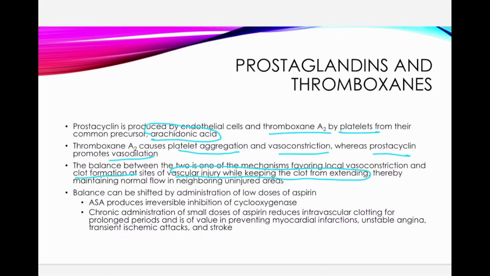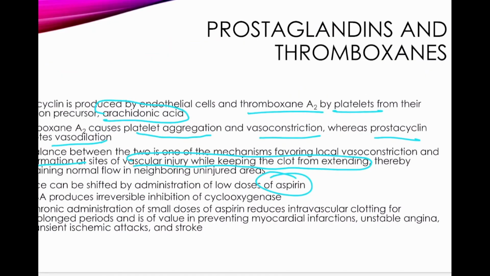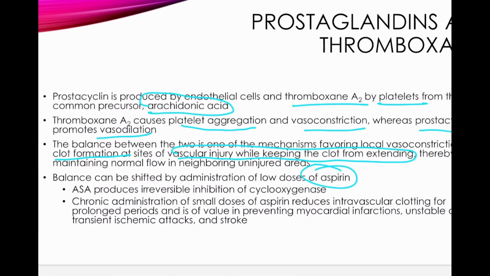The balance can be shifted by giving low doses of aspirin. Aspirin produces irreversible inhibition of your cyclooxygenase, the COX pathway. So chronic administration of aspirin helps reduce thromboxane A2.